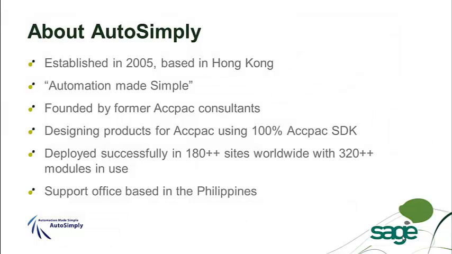Autosimply is a Sage 300 ERP developer partner. We were established in 2005 and are currently based out of Hong Kong. As our name suggests, our vision is to provide simple solutions for Sage 300, formerly known as Sage ACPAC ERP. We are primarily focused on the manufacturing and planning vertical.